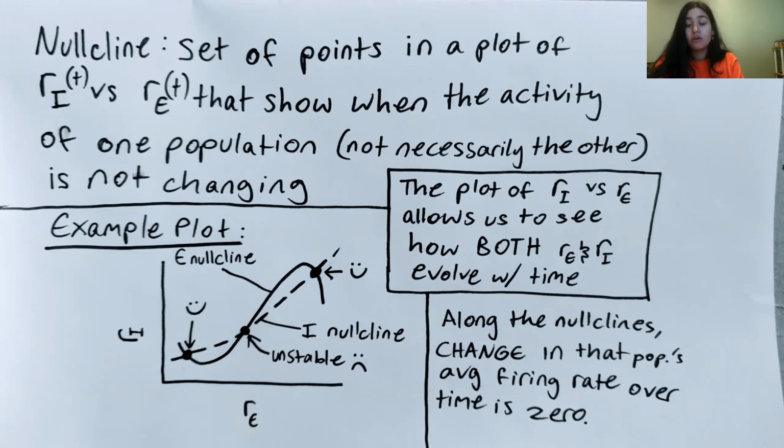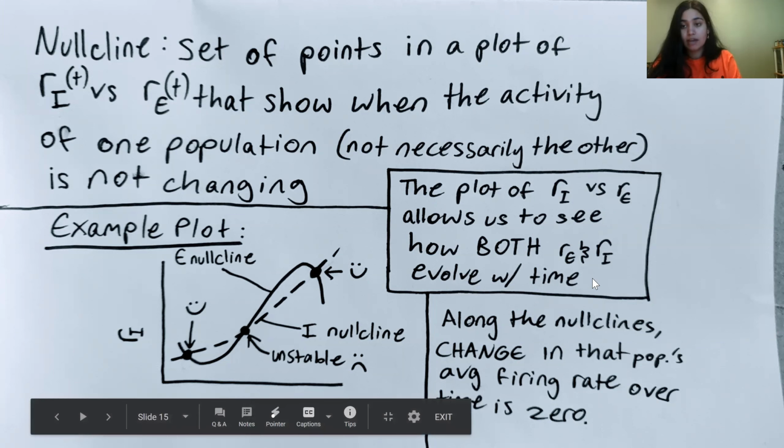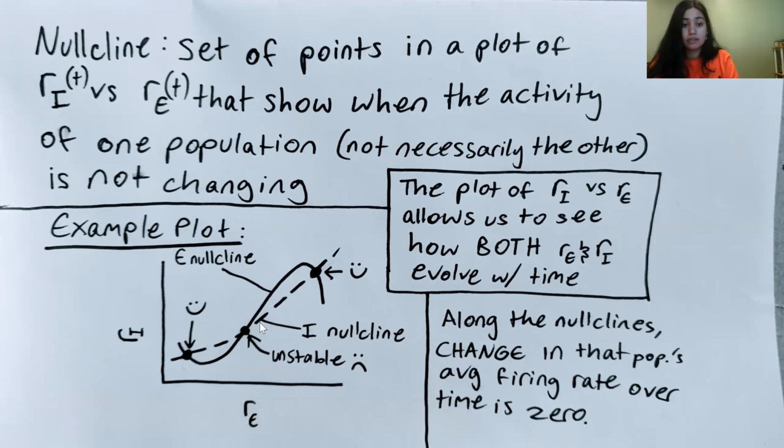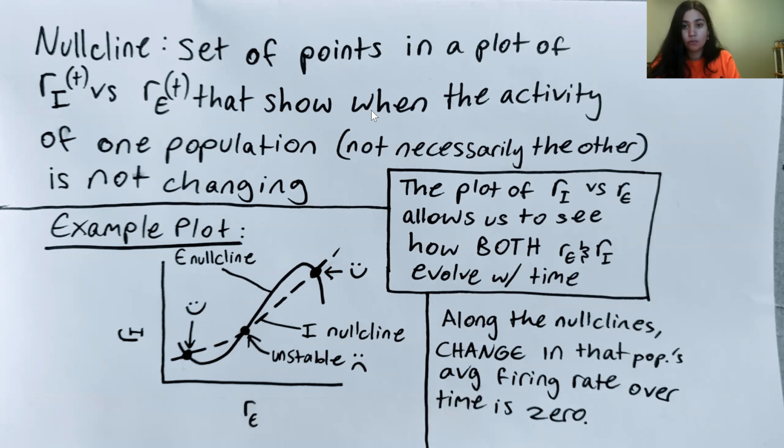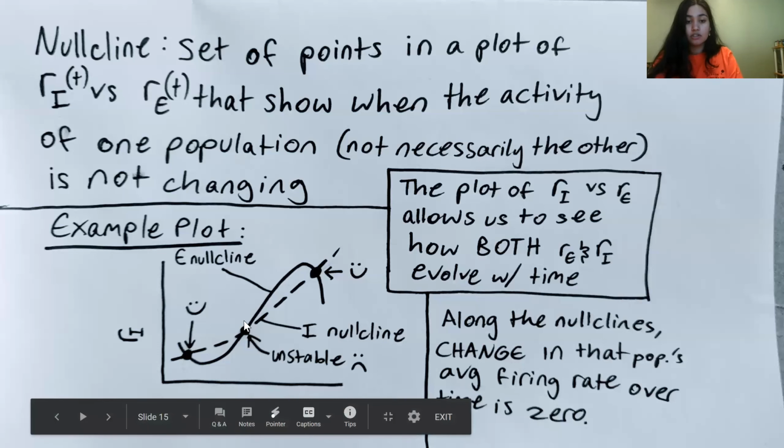And now what you're trying to find is where this system will want to go based on the inputs, right? So what you need to do in order to find where the system will want to go is plot in this space the set of points that show when the activity of each of the populations is not changing. And this line is called a nullcline. And so here you can see an example of a nullcline for an excitatory population and a nullcline for an inhibitory population.